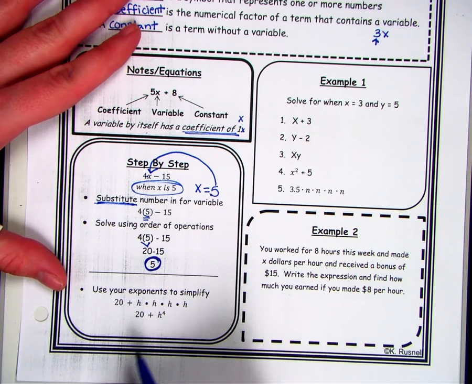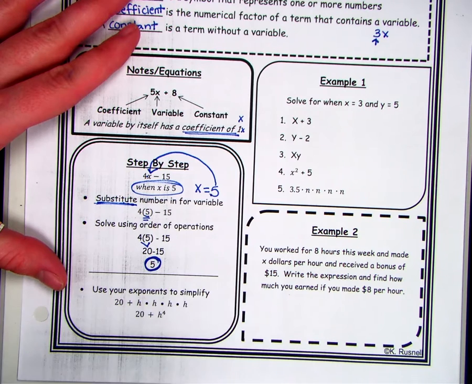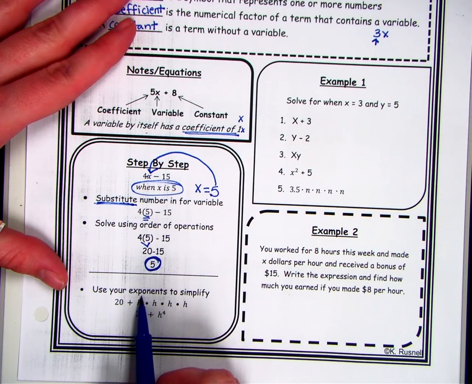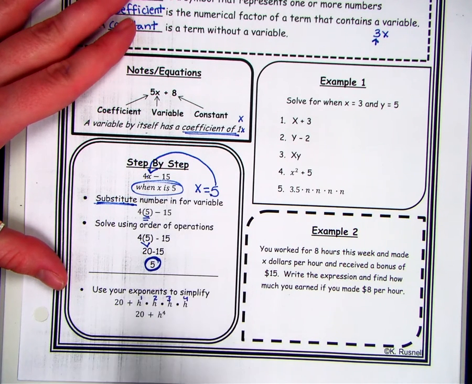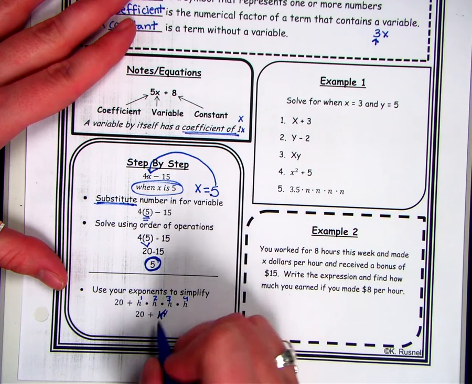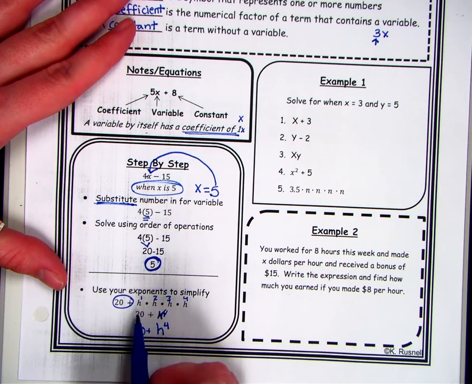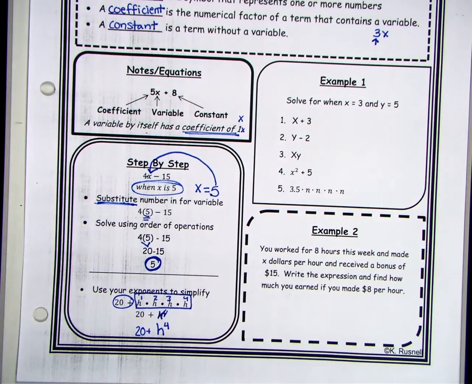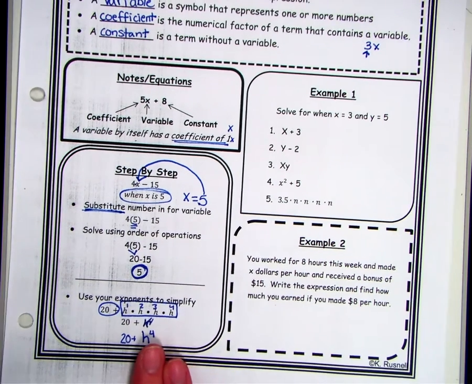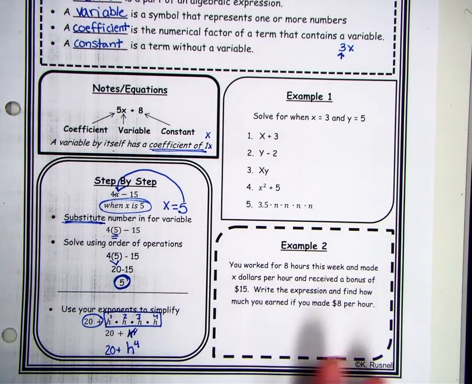Now, there's also a little bit of simplifying if you have exponents. Remember, exponents have variables with that little tiny number at the top. So I have 20 plus h to the 4th. Again, that's h to the 4th. I keep my 20 by itself, but I have all of these that are the same, so I can clump all of them together. So we're going to talk a little bit about how to simplify an expression, and also how to solve it. So we're going to go to our examples here.